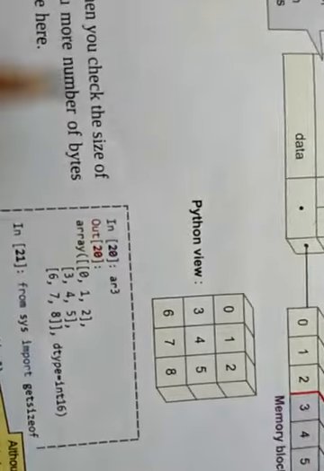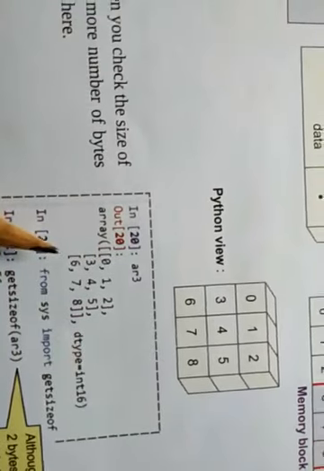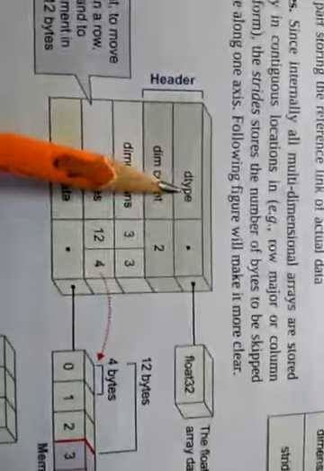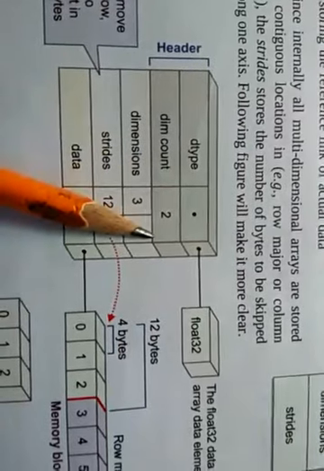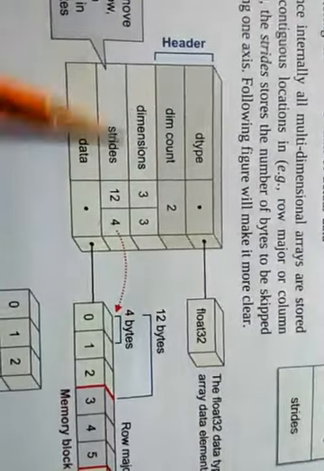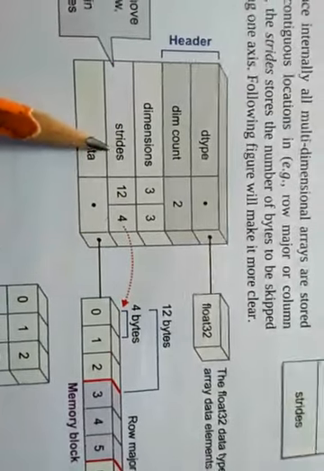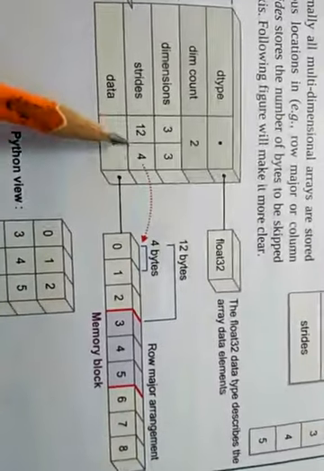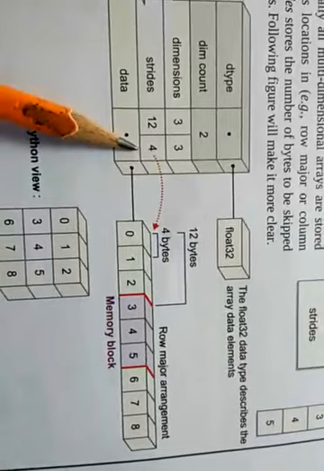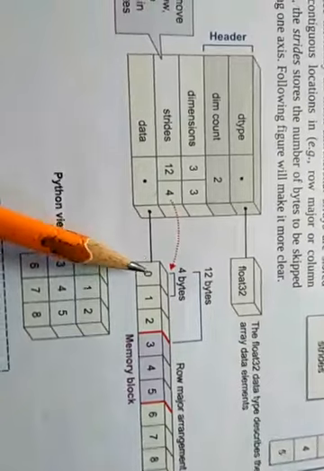Suppose we are creating an array whose dimension is 3 by 3 and the values are 0, 1, 2, 3, 4, 5, 6, 7, 8. So this is the default format. The data type of that array will be stored as float 32 and it is a 2 dimensional array. Dim count is 2 and the dimension is 3 by 3. Total stride means the total number of values, and each value contains 4 bytes, and then the data.